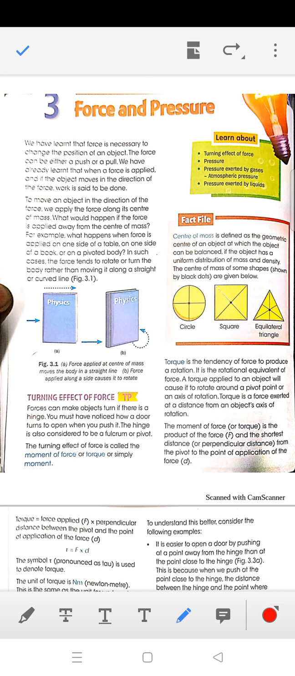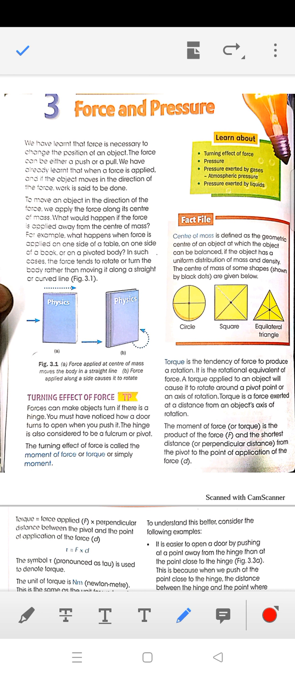We know that whenever we want to push or pull any object, whenever we are kicking a ball, whenever we are trying to stop a ball, then we are applying force. Force is applied to do work. If we apply force on a body and the body moves, then we say that work is done.